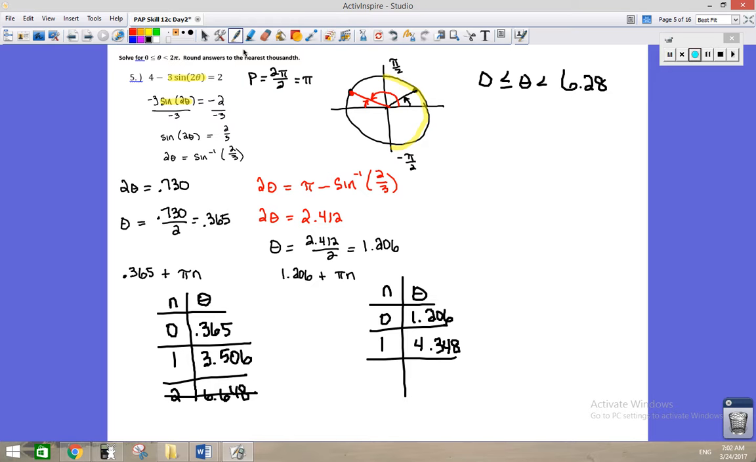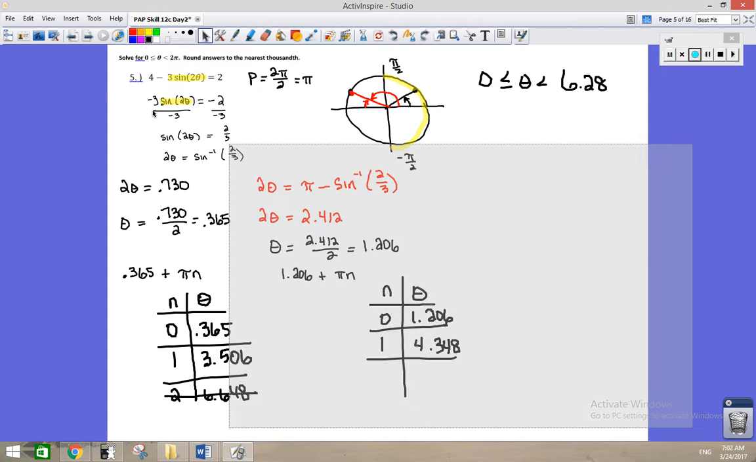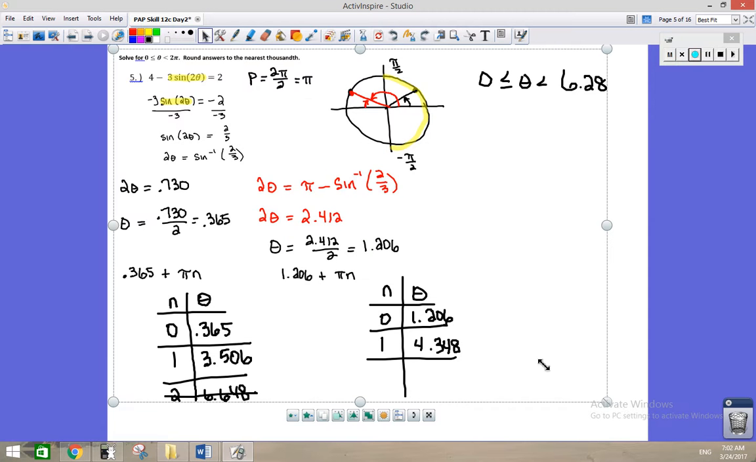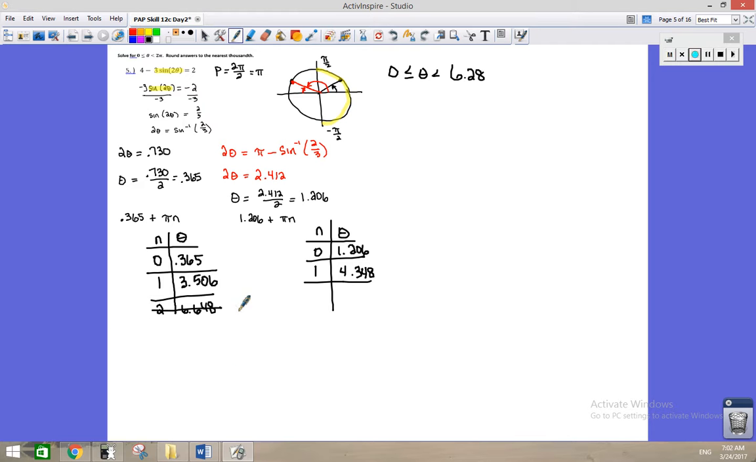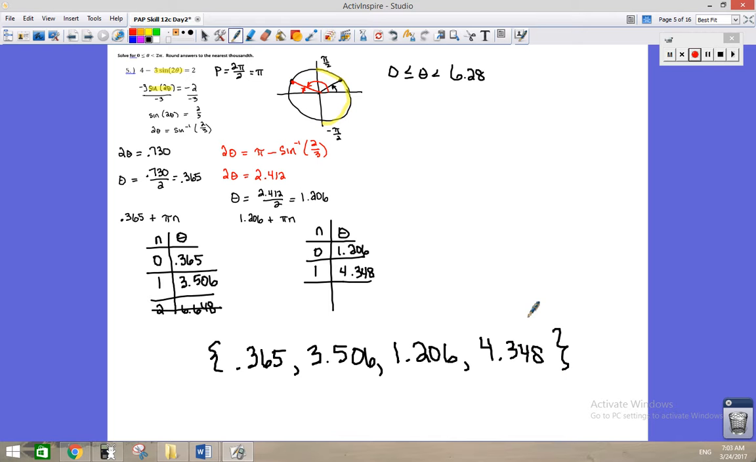So let's list our answers. Boy, I've run out of room here. So I have 0.365, 3.506, 1.206, and 4.348 are my decimal approximations to the solution.